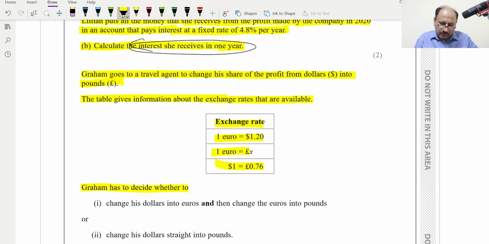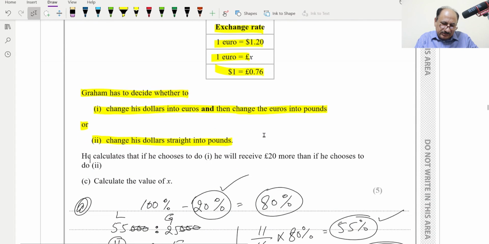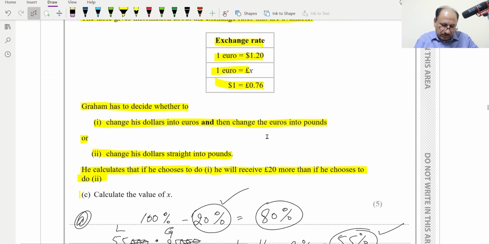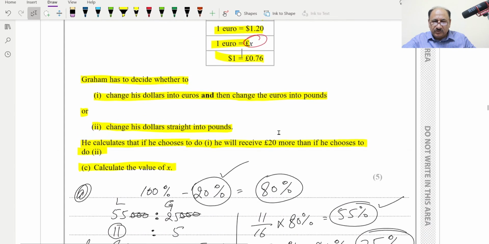Graham has to decide whether to change his dollars into euros and then change euros into pounds. This is the first option. Or the second option is to change his dollars straight into pounds, and he calculates that if he chooses the first, he will receive 20 pounds more than if he chooses the second. So calculate the value of x, which is over here, and which we need to calculate.